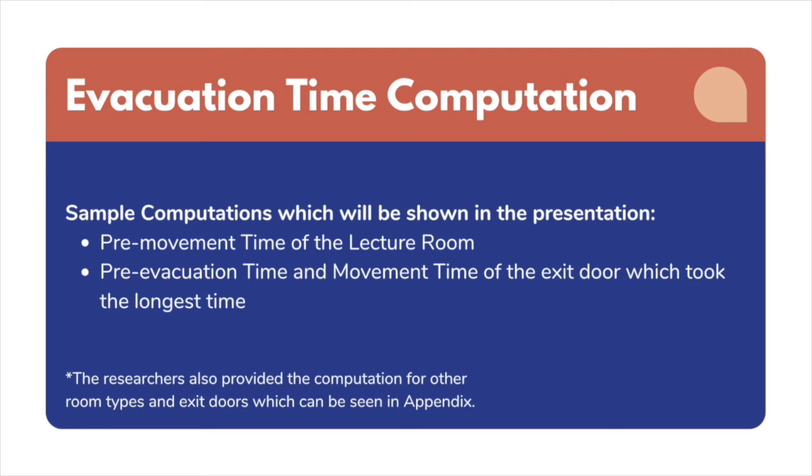So this was calculated first to get the pre-evacuation time. The pre-movement time of each type of room was considered since it varies and has different dimensions. The sample computation which will be shown in this presentation is the pre-movement time of the lecture room, and the pre-evacuation time and movement time of the exit door that took the longest time. The researchers also provided the computation for other room types and exit doors, which can be seen in the appendix.